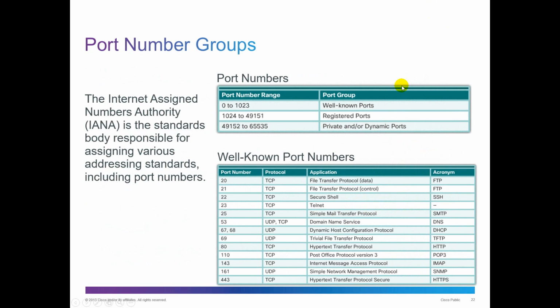So we have different port number groups, and it's going to be important to remember the range of these groups. Assigned by the Internet Assigned Numbers Authority, IANA, responsible for assigning various addressing centers, including port numbers. So basically we have well-known ports, 0 through 1023. Most of them have some type of application assigned to them, so they're well-known ports.